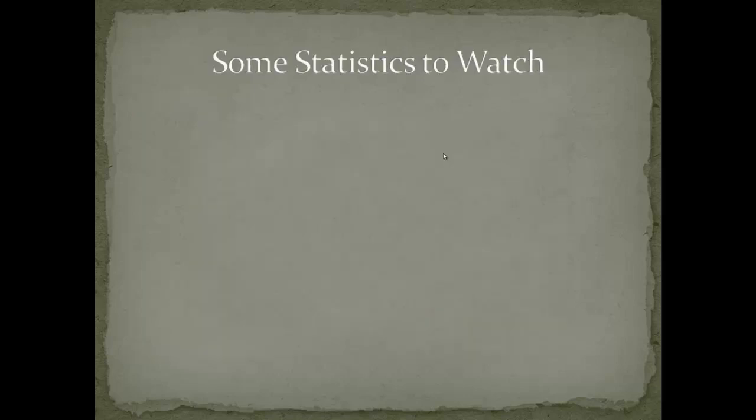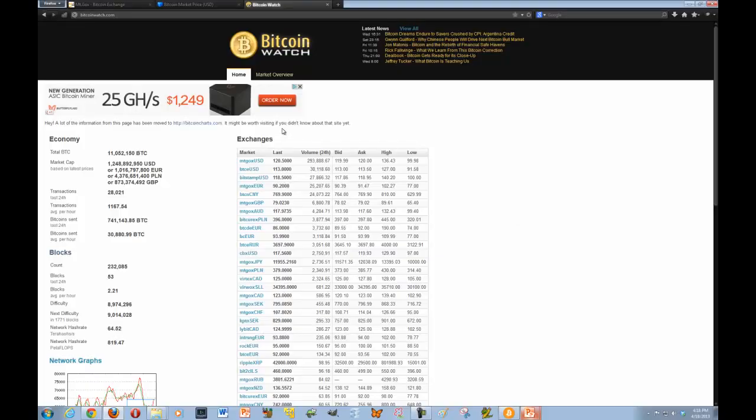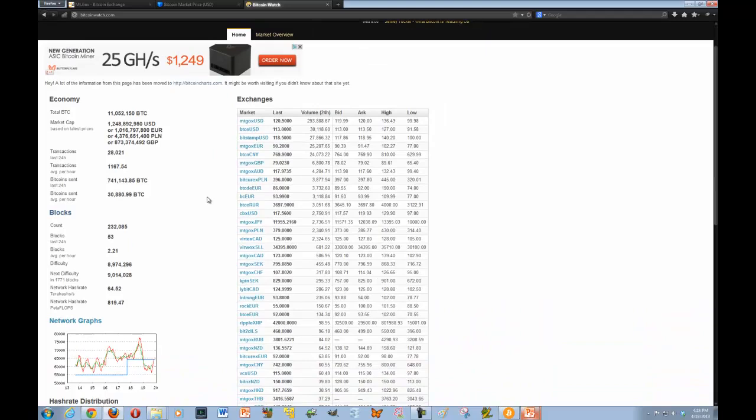All right, so if you're going to invest in the Bitcoin, besides just looking at the price itself, there's a whole host of statistics to look at. First, you want to look at some summary statistics. So let's go ahead and do that. This is Bitcoin Watch. It's a very simple, very easy page to understand, and this right here allows you to see a whole bunch of stuff that kind of epitomizes the Bitcoin economy in a very quick snapshot.